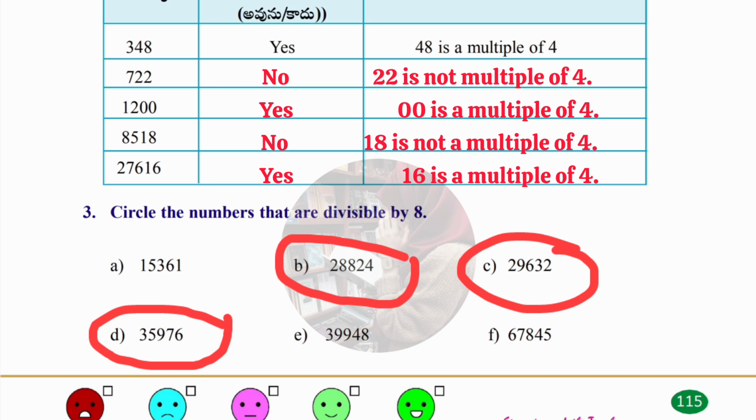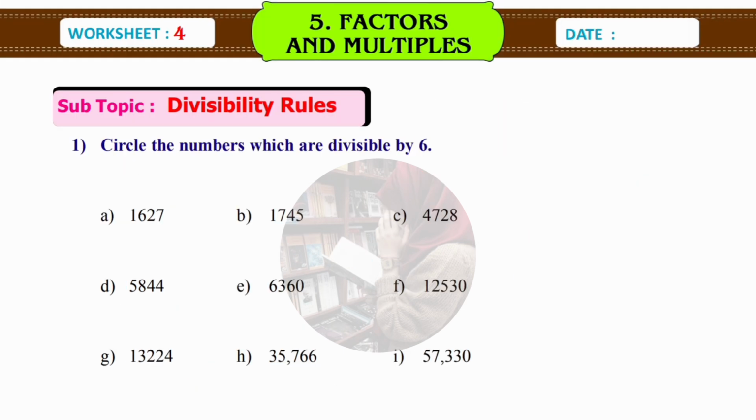Next, the fifth number is 39,948. Last three digits are 948. So this is not divisible by 8. That's why don't circle that number. And the sixth number is 67,845. This number is also not divisible by 8. That's why don't circle. Now we'll see the fourth worksheet.